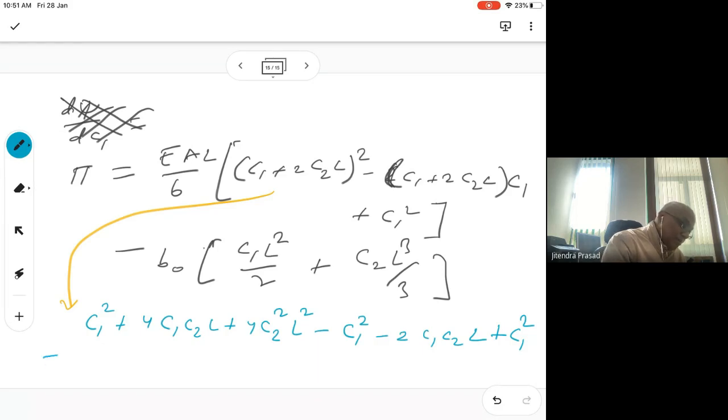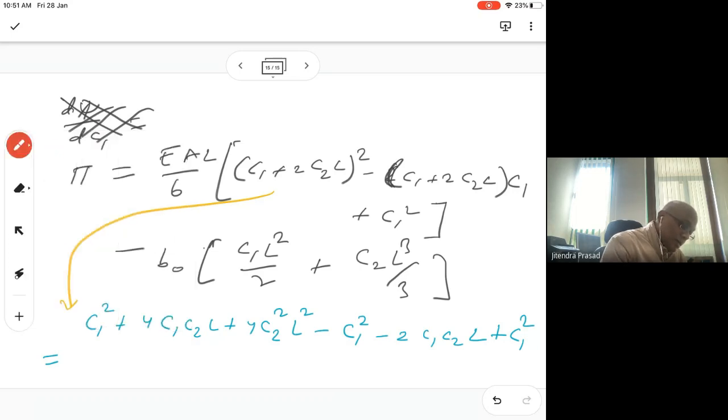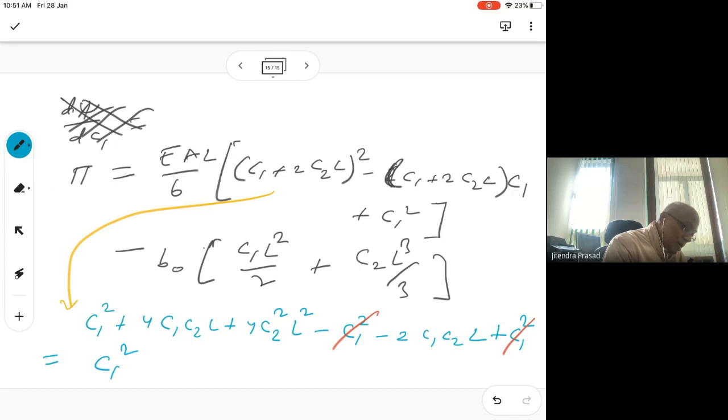Let's cancel out a few things. So we have this, this cancels out. Then we have this minus C2, so this guy, C1 C2L. So we get 2 here. So simply we get C1 square plus 2 C1 C2L plus 4 C2 square L square.